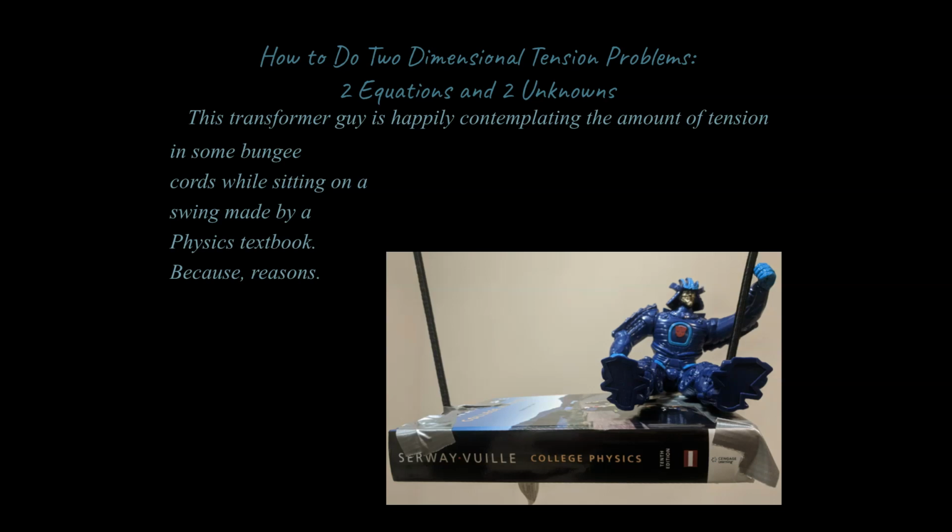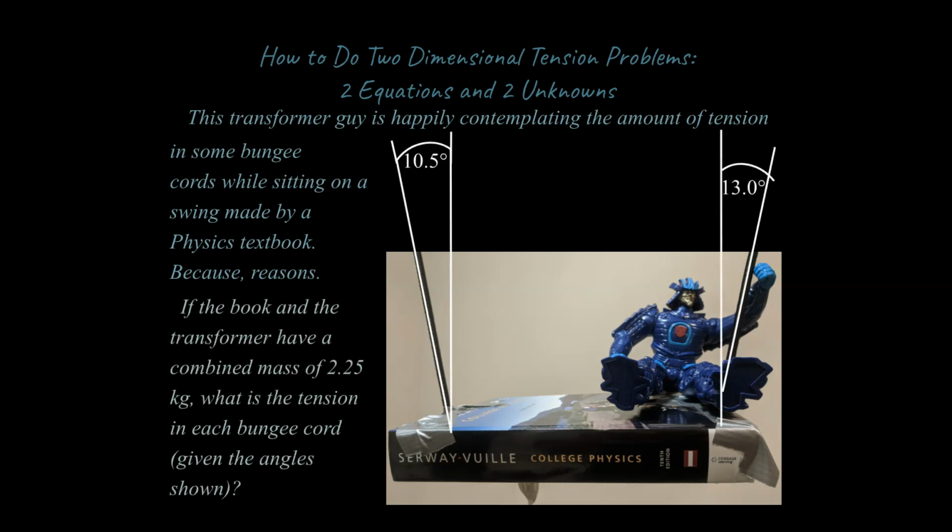I'm going to talk you through how to approach these kinds of problems. The example I'm using is my son's old Transformer toy. A physics textbook is a swing, and two bungee cords attached by duct tape make a swing in effect. You have a tension here and a tension here, and the question is, what are the tension values for this first tension and the second tension, and how do we deal with problems like this? So let's go ahead and get to it.